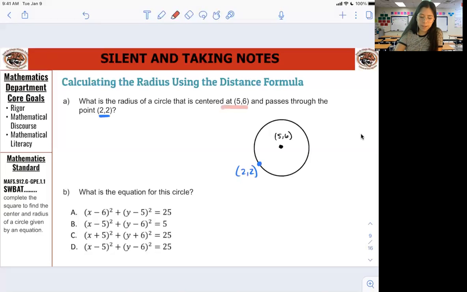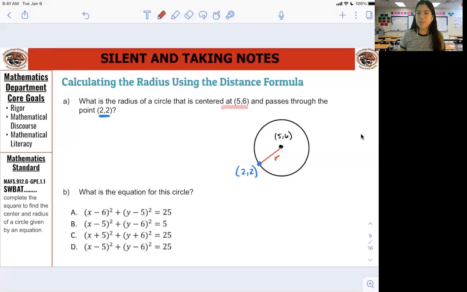How would I find the radius of that circle? I have 2 coordinate points. How do I find the radius? Good. I'm going to need to use the distance formula.